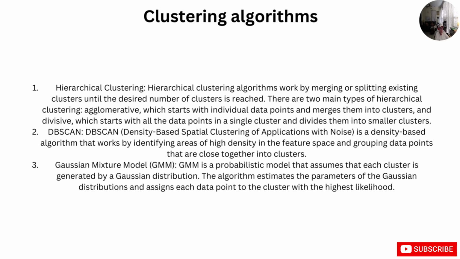Number three, Gaussian mixture model. GMM is a probabilistic model that assumes that each cluster is generated by a Gaussian distribution. The algorithm estimates the parameters of the Gaussian distribution and assigns each data point to the cluster with the highest likelihood.